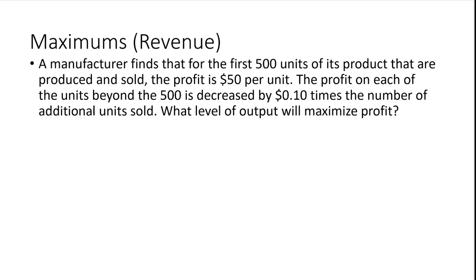Okay, this one here is particularly difficult, right? You just have to, again, think of this. Revenue is equal to cost times number sold. Okay, so a manufacturer finds that for the first 500 units of its product that are produced and sold, the profit is $50 per unit. The profit on each of the units beyond the 500 is decreased by 0.1 times the number of additional units sold. So the number of additional units sold, we need to find that in order to find a maximum here.